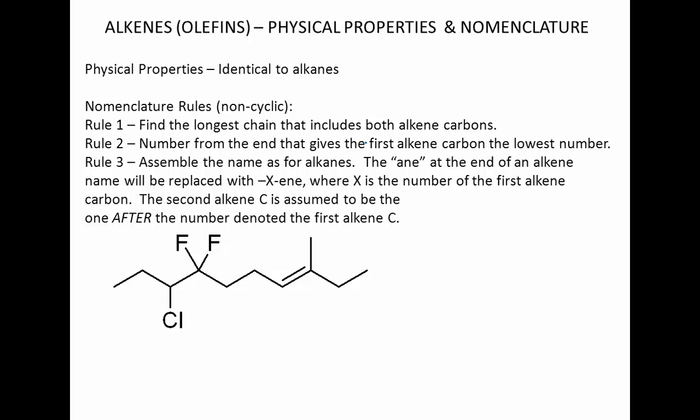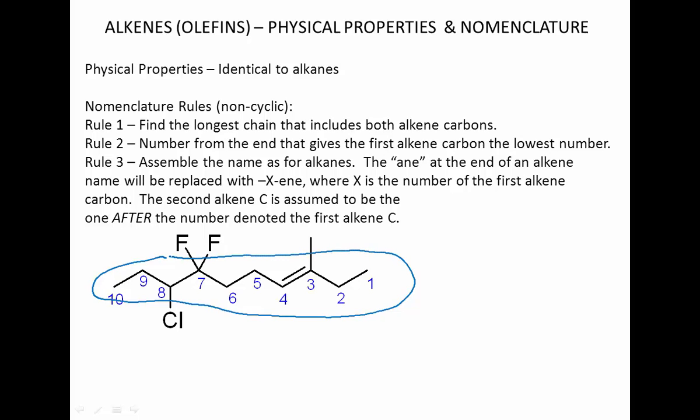Let's name this compound. All right, so the longest chain is the one right here. We're going to number from the right end because if we number from the right end, our first alkene carbon is at carbon 3. If we number from the left end, it's 1, 2, 3, 4, 5, 6, 7. We don't get our first alkene carbon until carbon 7. Never mind that we get some other branches a little quicker. Only the alkene counts when you're naming an alkene.